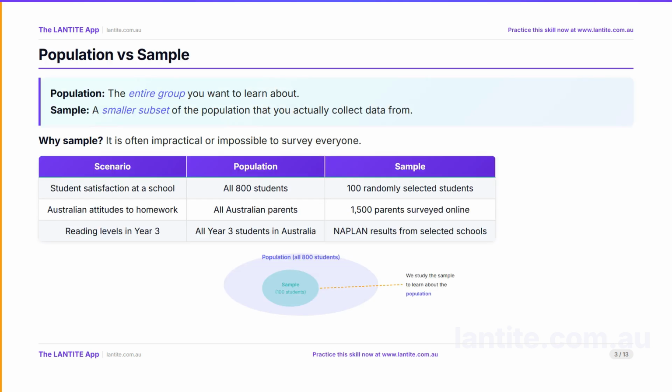The population is the entire group you want to learn about. The sample is the smaller subset you actually survey. We use samples because it is usually impractical to survey everyone. For example, to understand student satisfaction at a school of 800 students, you might survey 100. The key question is always, does the sample fairly represent the population? If it does, we can generalize the results. If it does not, our conclusions may be wrong.